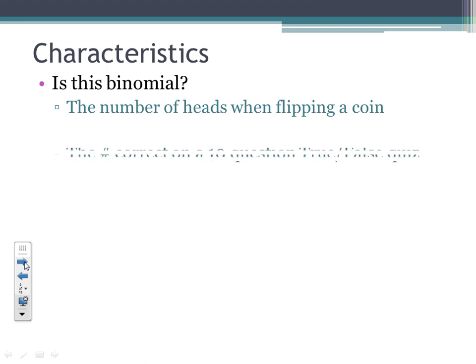How about this one? The number correct on a 10-question true-false quiz. If you just go down the list of characteristics, do we have only two outcomes? Yes, you either get it right or you get it wrong. We don't care if it's true or false, what we care about is whether it's right or wrong. So yes, only two outcomes.